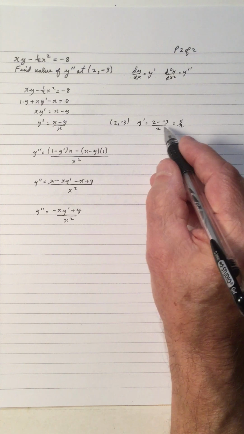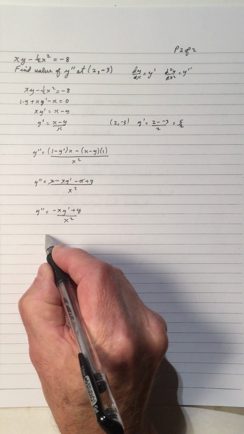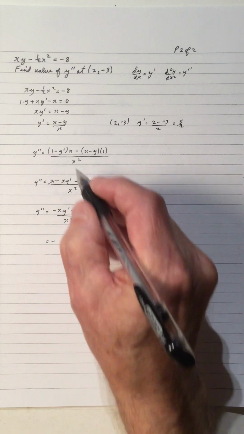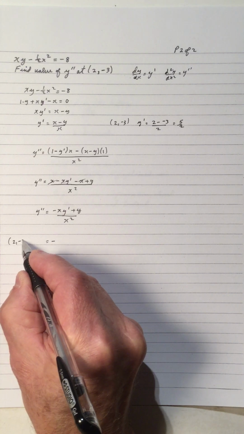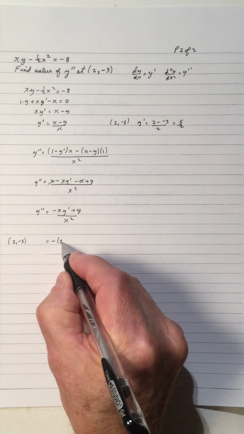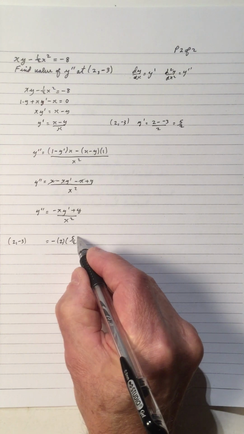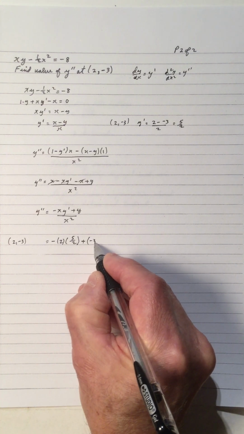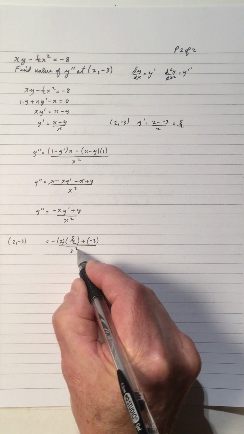Now, the reason for that is, down here you have a negative x. Again, we have the point 2, -3. So you can take the negative of the 2. y prime is 5 over 2, plus the y, which is -3, all over the x, which is 2 being squared.